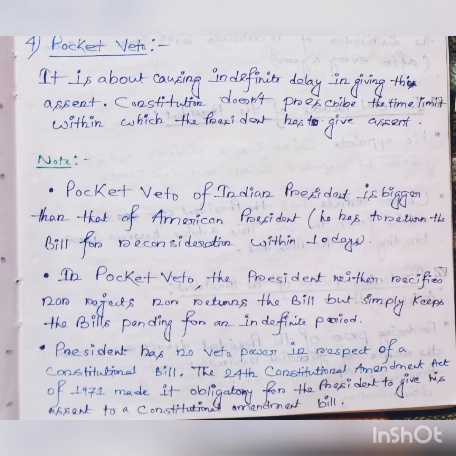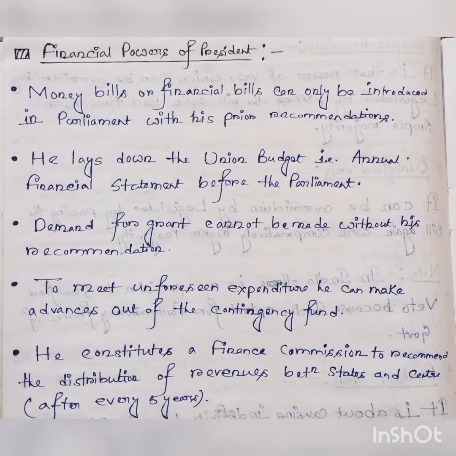Number 3, the President has no veto power in respect of a constitutional amendment bill. The 24th Constitutional Amendment Act of 1971 made it obligatory for the President to give his assent to a constitutional amendment bill. Next, financial powers of the President.